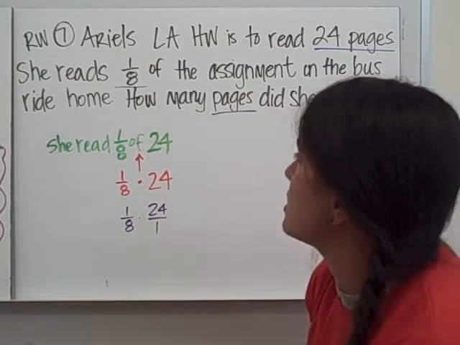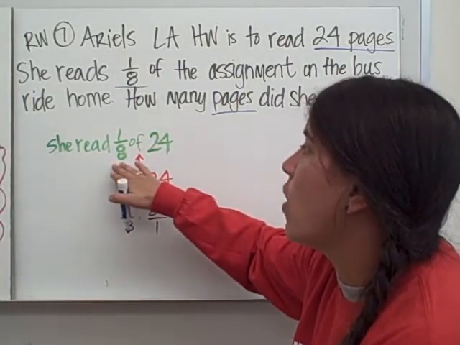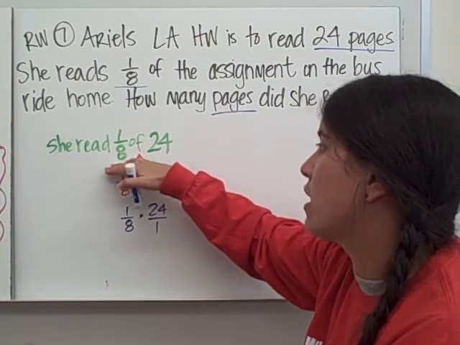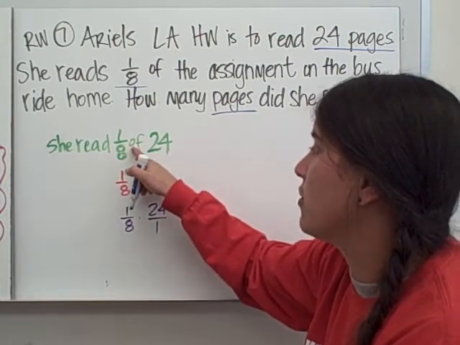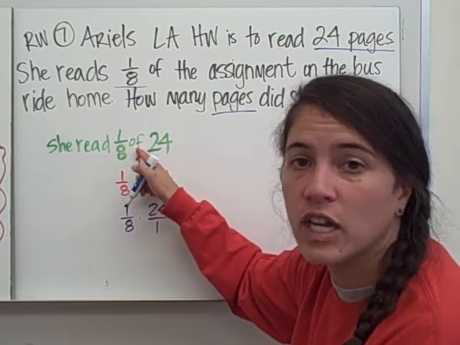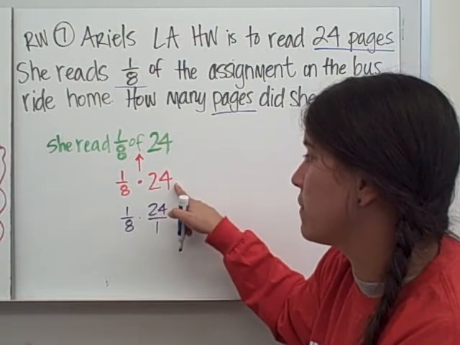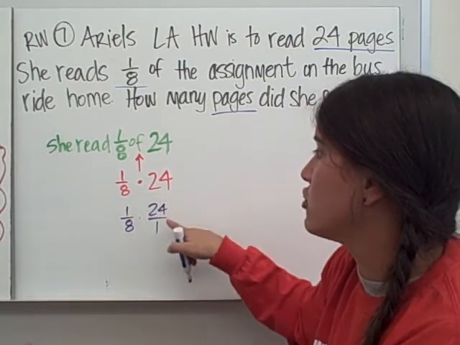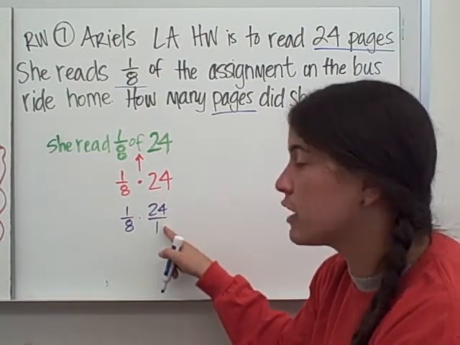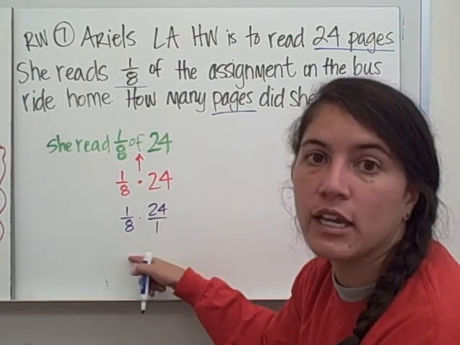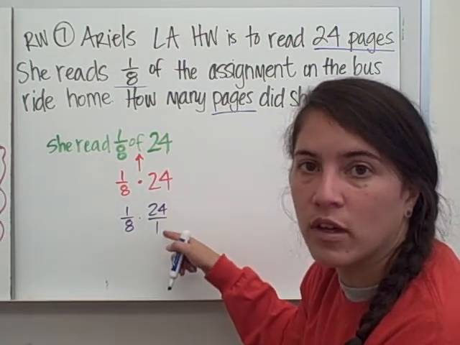So we're looking for pages. We know that she read 1/8 of her 24 pages. She read 1/8 of 24. And maybe you remember last year, but if you've forgotten, of also means multiply. So 1/8 times 24. And I've already converted 24 to an improper fraction by putting it over 1. So do you see any cross cancel?